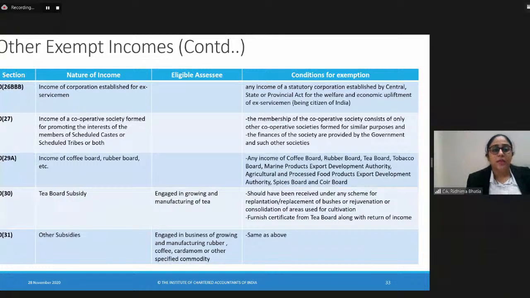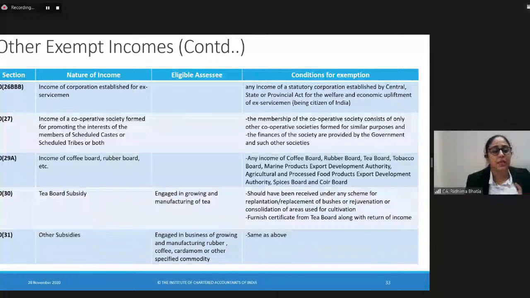Okay. Then tea, coffee, rubber board, section 10 clause 29A, all of these have boards which provide subsidies and look into your matters, like your coffee board, rubber board, tea board, tobacco board, marine products export development authorities. All of these are your main associations, you can say. So their income is also exempt. Okay. Now under clause 1029A.